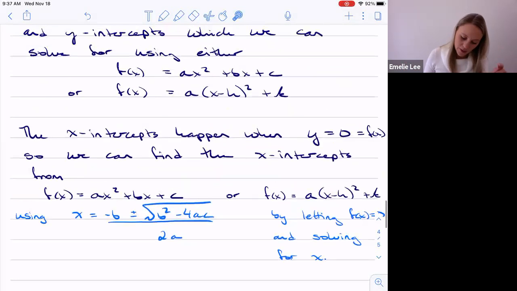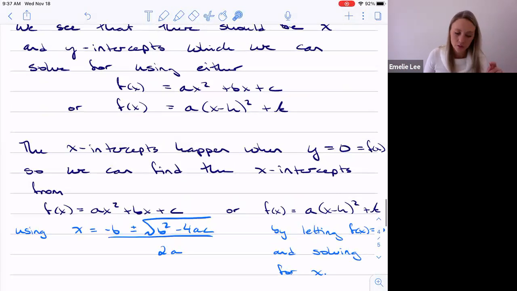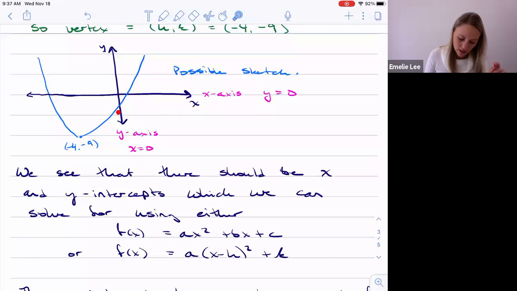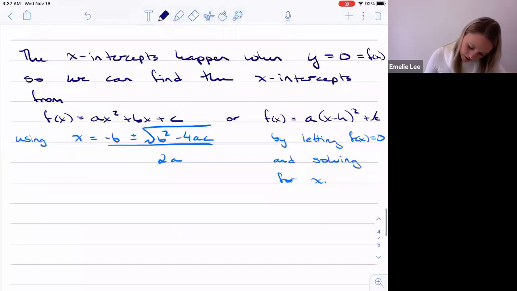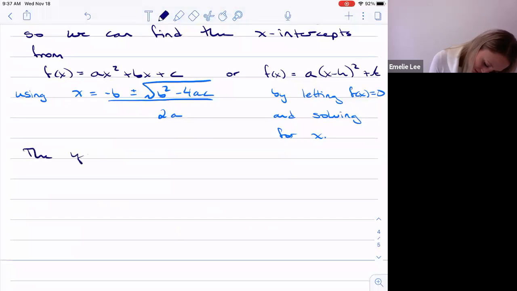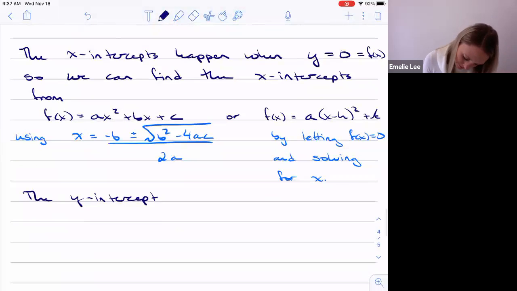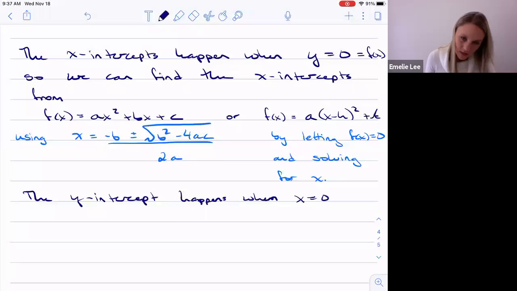The y-intercept happens when x is 0, right? So all you have to do is plug in x equals 0 into either the top one or the bottom one down here, and the result is the y-intercept. The y-intercept happens when x is equal to 0.